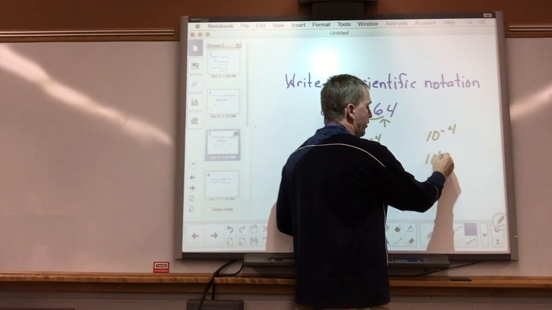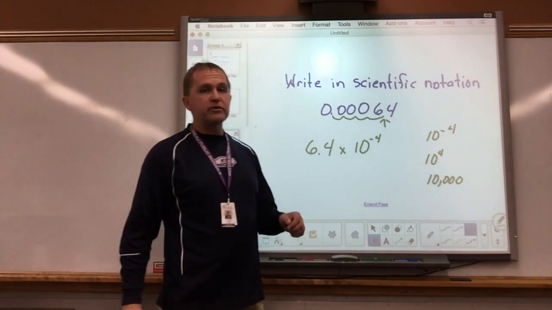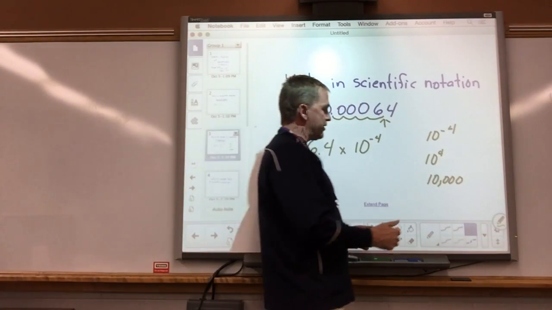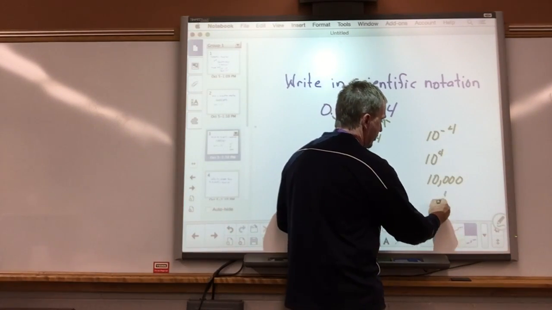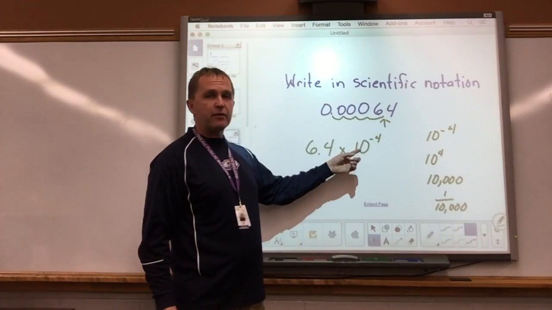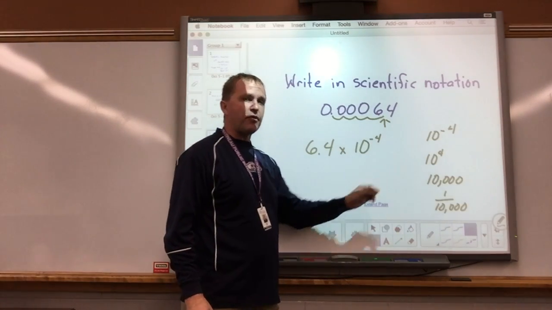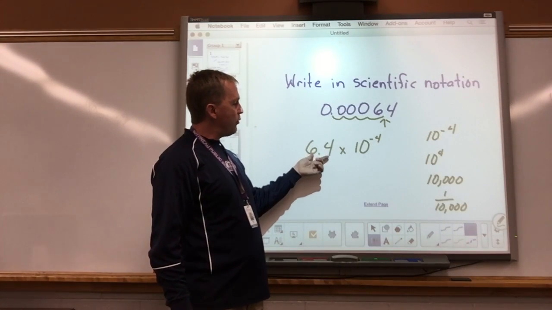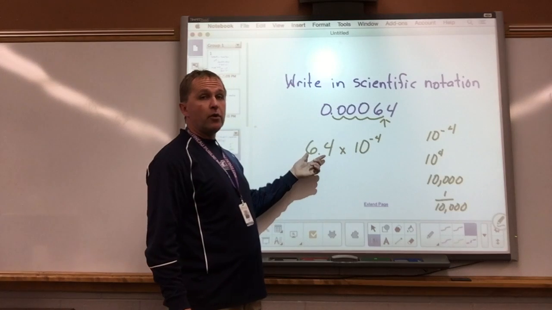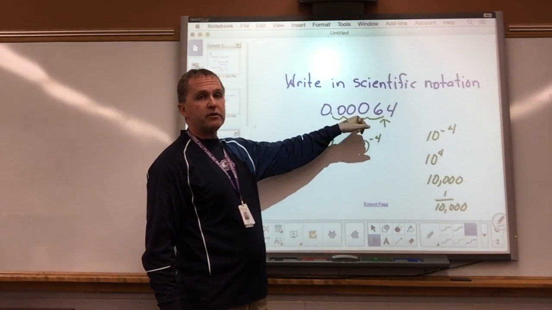is really 10 to the 4th, which would be the number 10,000. But the negative means that we need the reciprocal of that, so it becomes 1 over 10,000. So this 10 to the minus 4 really is this fraction, 1 over 10,000. And if you think about it, 6.4 times 10 to the negative 4, or 6.4 times this tiny fraction, should give us a very small decimal.